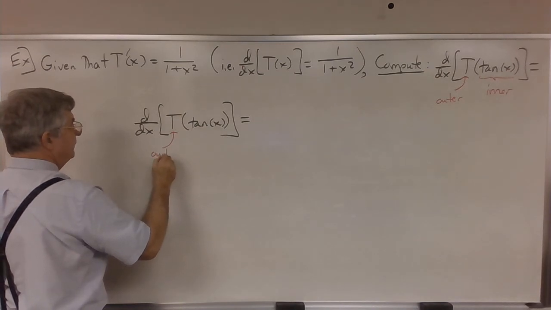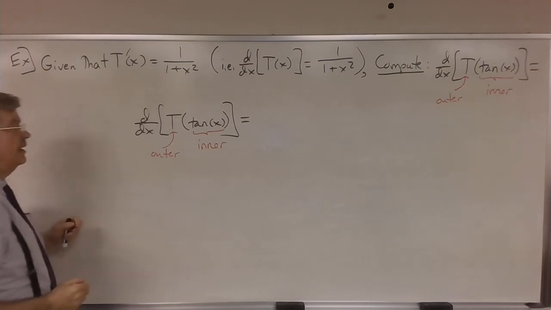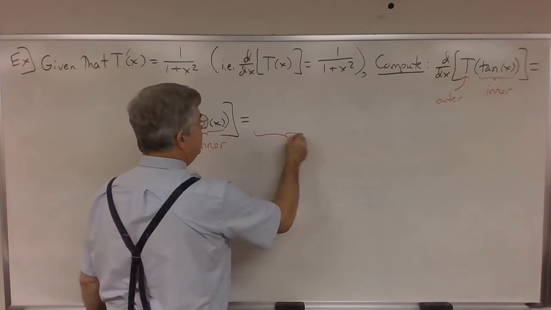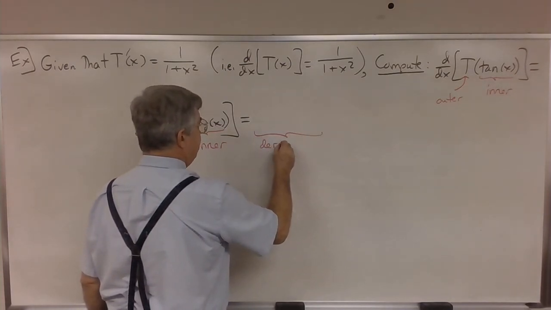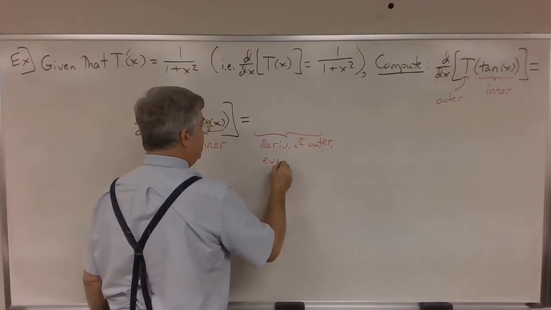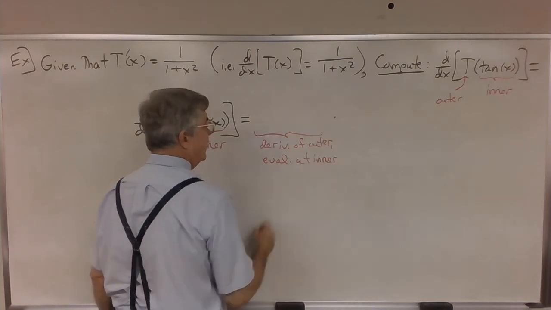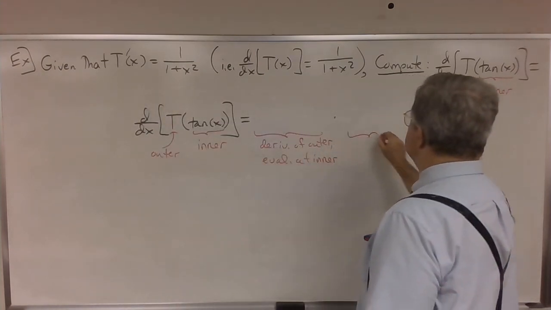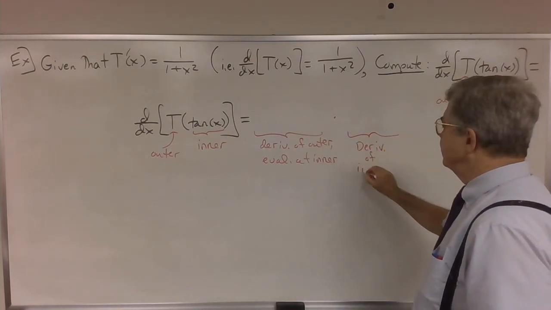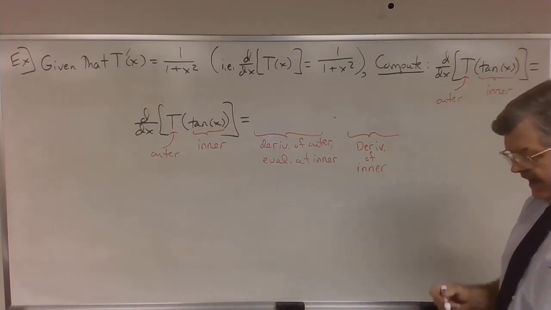Here's the outer, here's the inner. So we know what we're supposed to get. Derivative of the outer evaluated at the inner, times derivative of the inner. That's what we get.